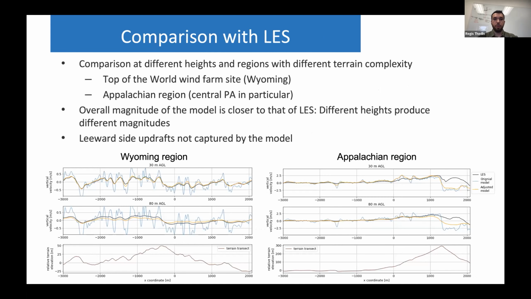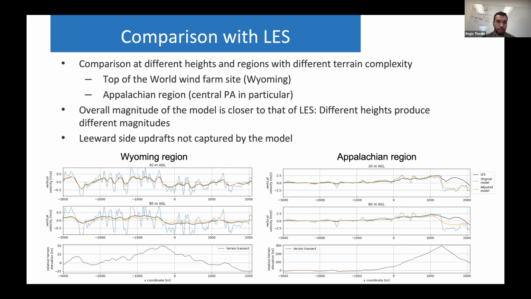And first, let me show some comparisons with LES. As I said, we executed on two terrains, Wyoming shown here on the left and the Appalachian region on the right. At the bottom plot, you can see the terrain transect over the whole region, and you can see the elevation map of Wyoming and the elevation map of the Appalachian region. If you pay attention to the scale, they're fairly different, and that is just two extremes to compare. In the top two plots, the first one is at 30 meters above ground level, and the middle one is at 80 meters above ground level.